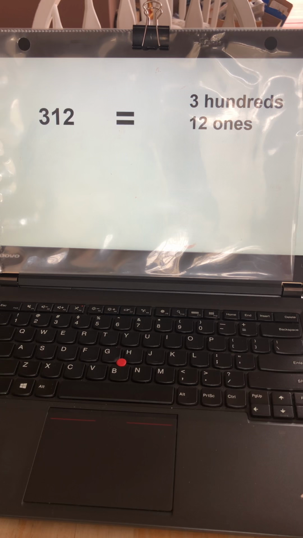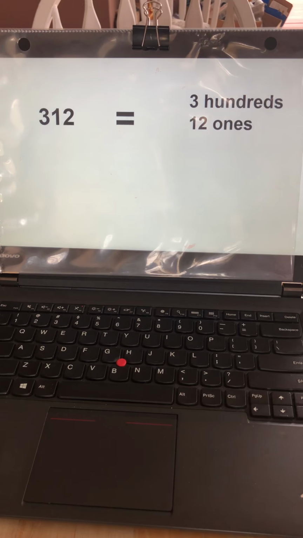3, 2, 1. Shout out your answer. Is it true or false? Is it equal or not equal? I hear a lot of you saying equal. Okay, let's prove ourselves.